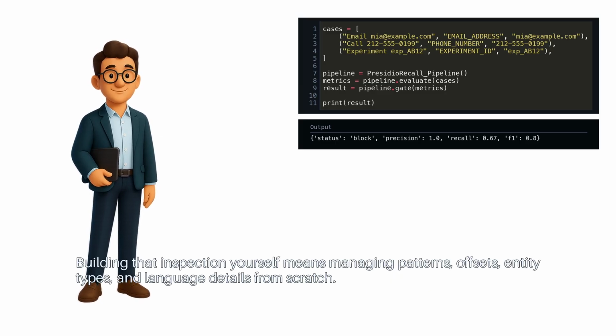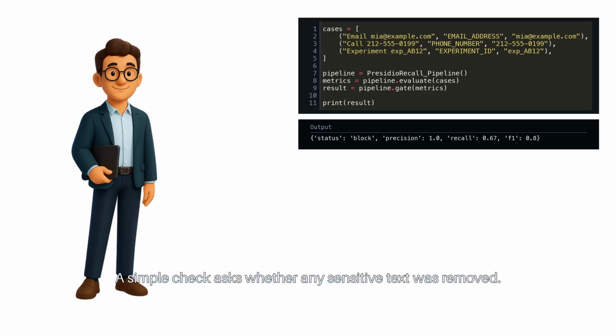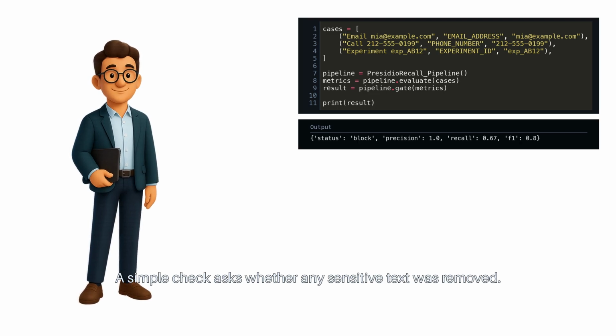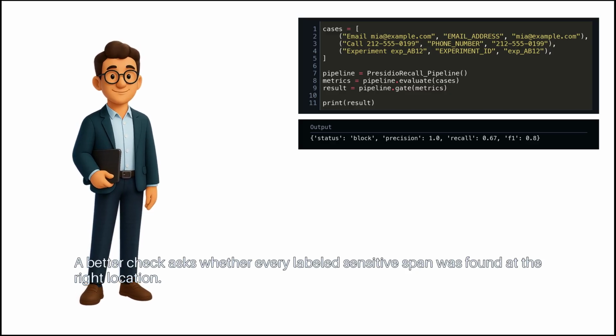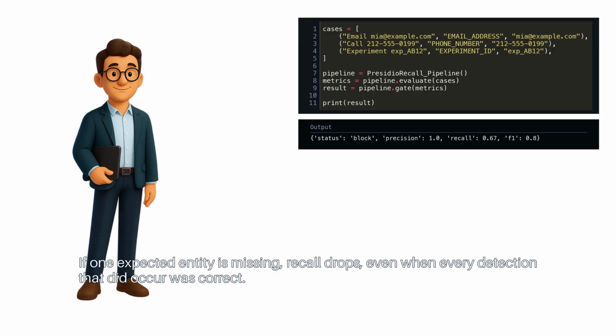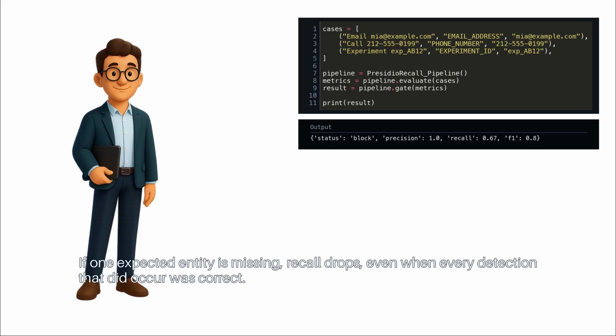Building that inspection yourself means managing patterns, offsets, entity types, and language details from scratch. A simple check asks whether any sensitive text was removed. A better check asks whether every labeled sensitive span was found at the right location. If one expected entity is missing, recall drops, even when every detection that did occur was correct.